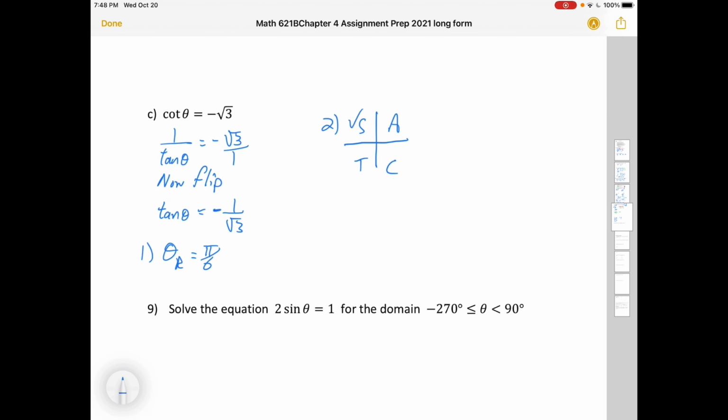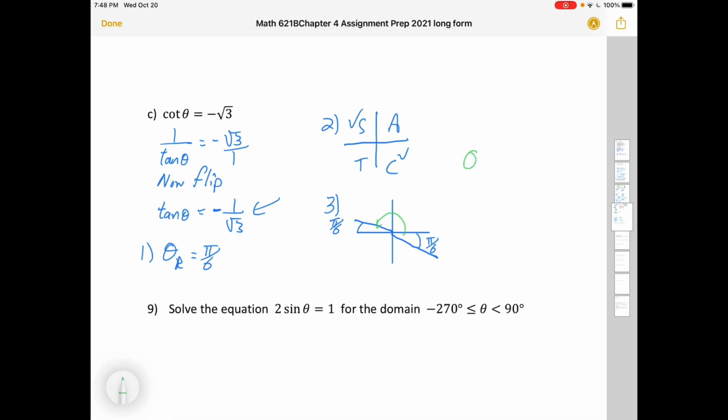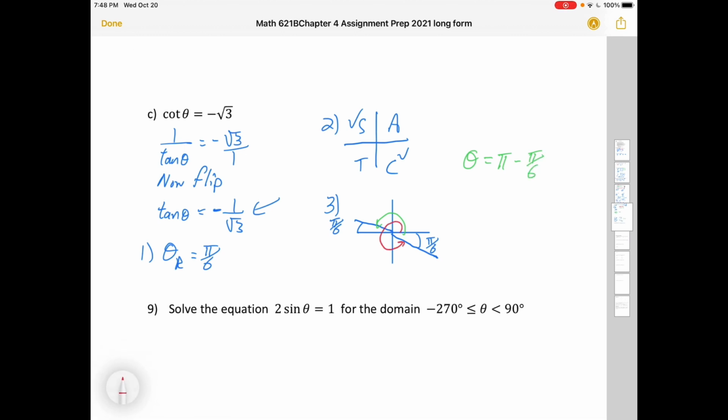Choose your quadrants. Tangent's negative in these 2 quadrants. You can go straight from this equation because they're equivalent to each other. So now let me draw those. I've got pi over 6 in this quadrant and pi over 6 in this quadrant. What are those angles in standard position? Well, this one right here would be pi minus pi over 6. And this one right here would be 2 pi minus pi over 6.